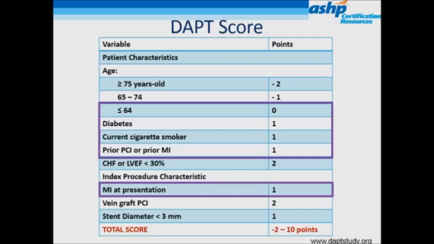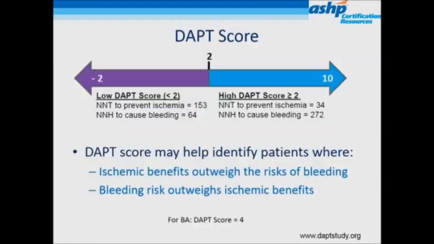But it actually gets a little bit easier from this point forward, okay? Because what I highlighted for you are the points that I calculated for our patient BA. Okay, so he's not 65, but he does have diabetes, he does smoke, he did have that prior PCI with balloon angioplasty, so that's a score of 3. His stent was because of an MI at presentation, so that's the score of 4 that I calculated for our patient, okay? Now the cutoff is 2.